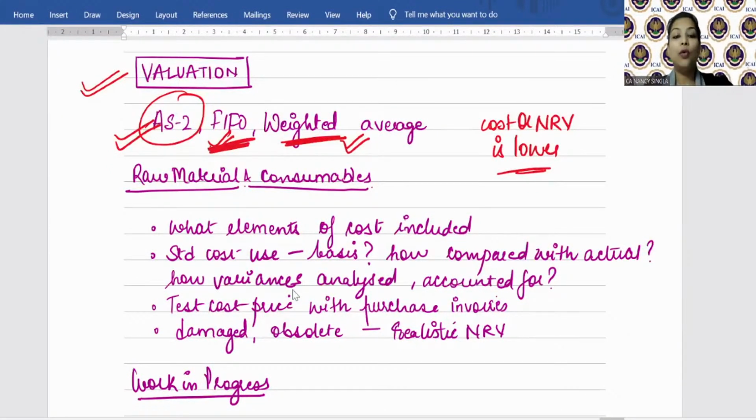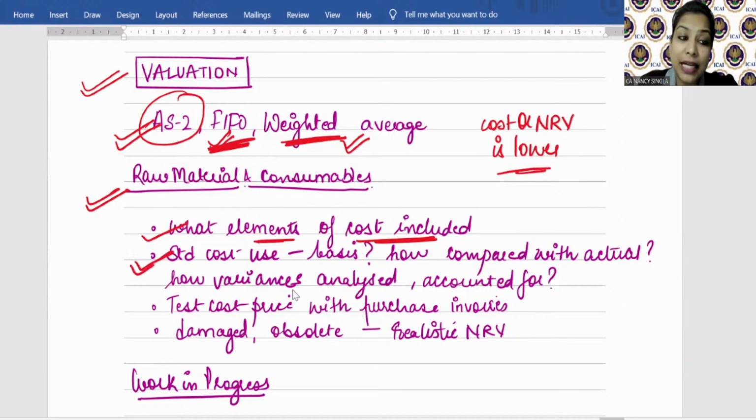Okay? Now with respect to raw materials, see, the basic idea will be the same, that what cost is included. Only normal overhead should come. Cost or NRV, whichever is lower. Obsolete items the auditor needs to consider, slow moving items as well. So with respect to raw material and consumables, the auditor will verify what elements of cost are included, right? Like carriage inward, that needs to be included, whether that has been included or not. So what elements of cost are included?